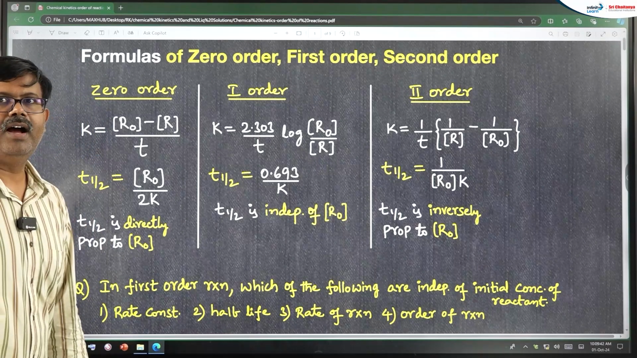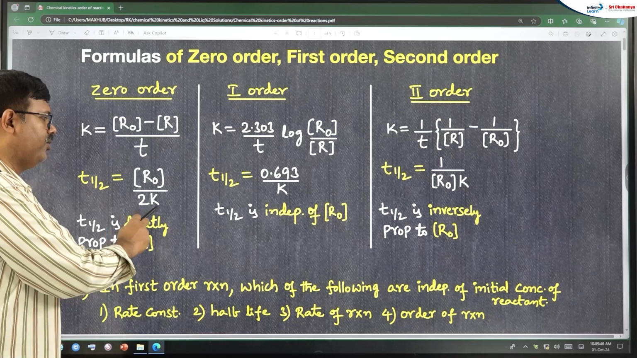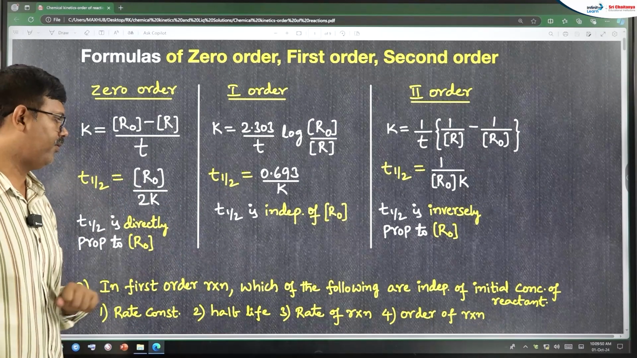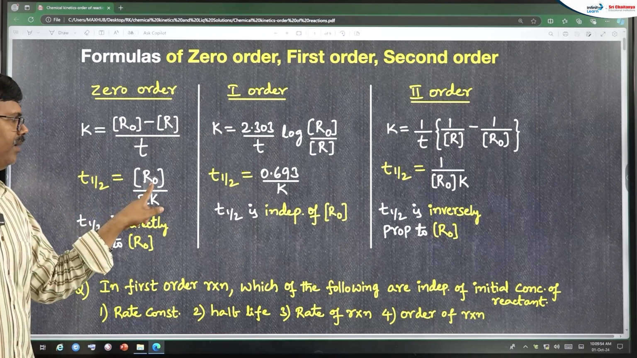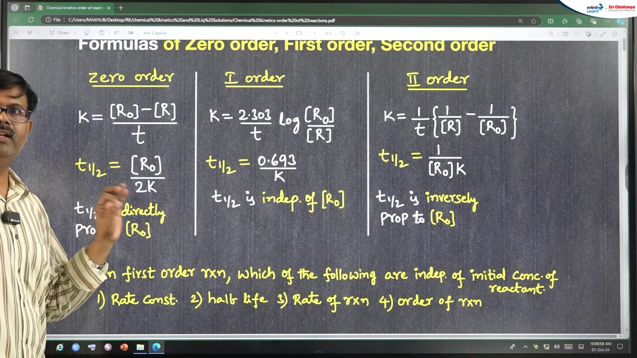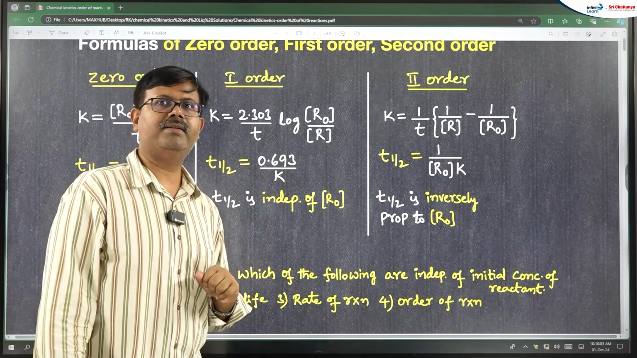Half-life. The half-life formula of zero order is just initial concentration by 2 into K, that is R naught by 2K. And if you see here, half-life is directly proportional to the initial concentration. Keep that in mind. Next, come to the first order related formulas.